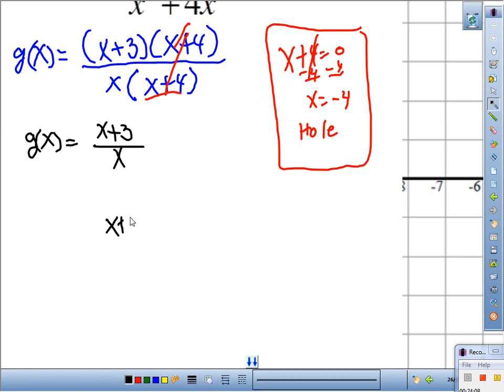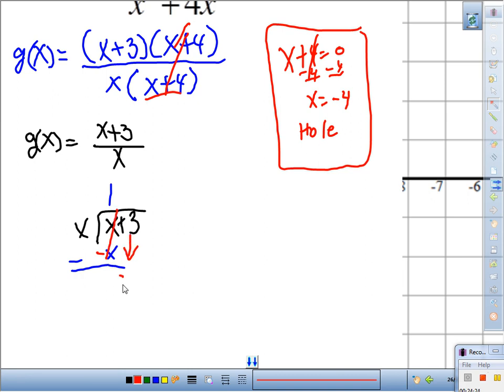X plus 3 over x. So let's see. What number times x gives me x? 1. 1 times x is x. I'm going to subtract, which means this makes this negative. This cancels. We're left with 3. That's our remainder. Is that correct? So my whole number is what? 1 plus remainder is 3 over x. Okay. It's almost looking kind of like what we used to write.